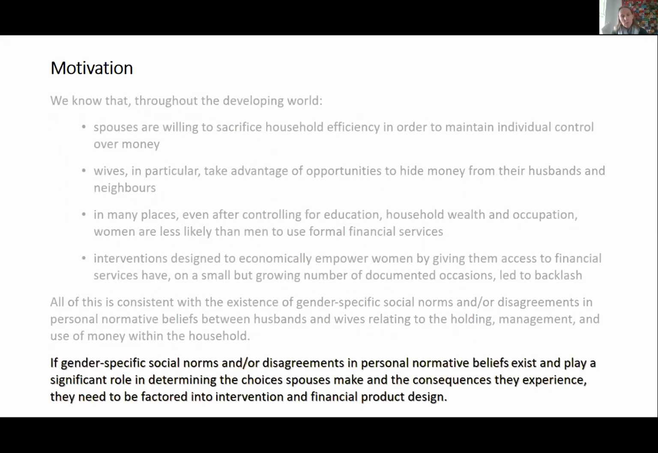So just to finish the motivation, if gender-specific social norms and/or disagreements in personal normative beliefs exist and play a significant role in determining the choice of spouses with regard to compromising household efficiency, we need to factor this into intervention and financial product design. And that's why we're embarking on this investigation.